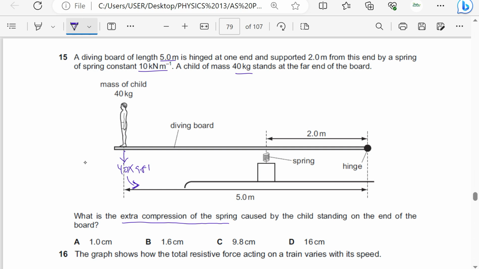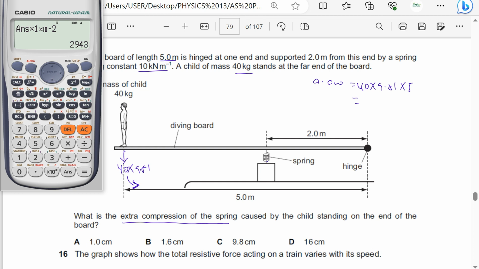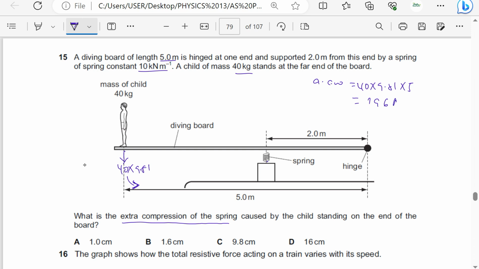So let's find the anti-clockwise moment. The anti-clockwise moment is going to be equal to 40 times 9.81. The perpendicular distance from the hinge is given as 5, so this is times 5. So this is equal to 40 times 9.81 times 5. That is 1962 Newton meters. So that is the anti-clockwise moment.